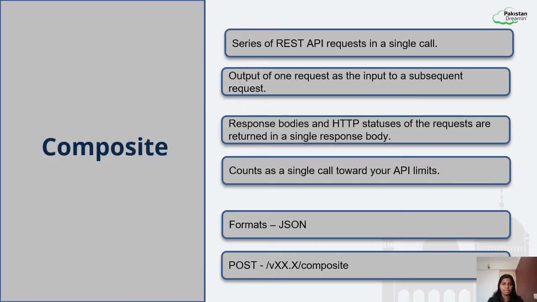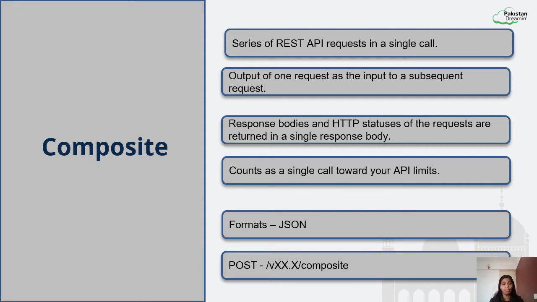The first one is composite. The Composite API has all the features of the composite resources that we saw earlier. First, a series of REST API call requests in a single call, then the output of one request as the input to a subsequent request. Response bodies and HTTP status of the requests are returned in a single response body. It is counted as a single API call towards the API limit. The format is JSON and there is a sample URL given here. For the composite API, it can have both POST and GET. The sample would have the API version followed by composite.